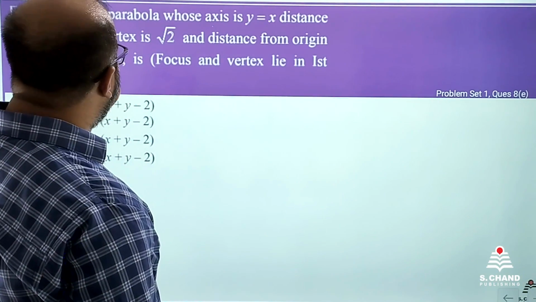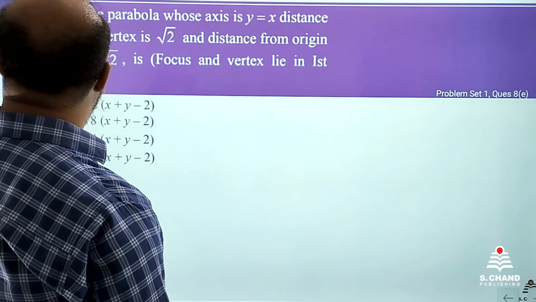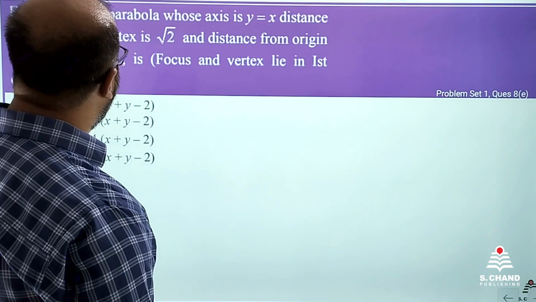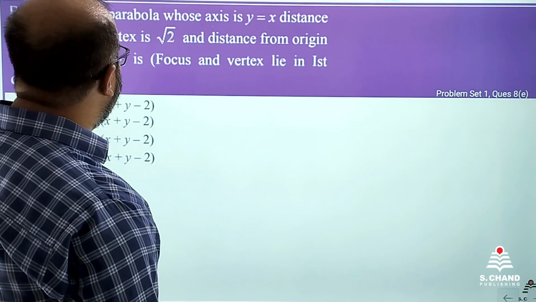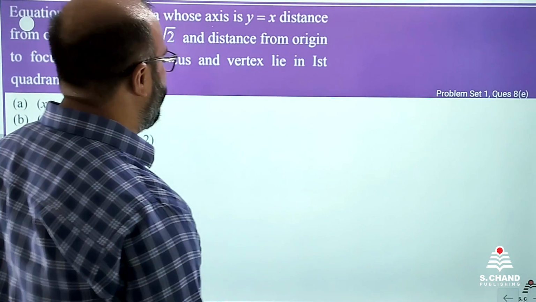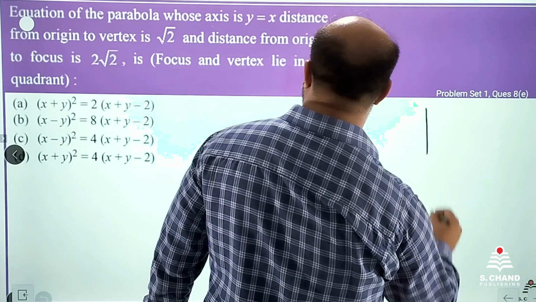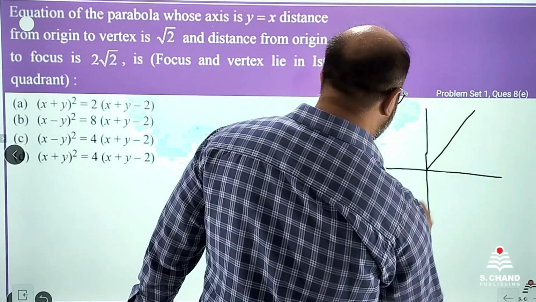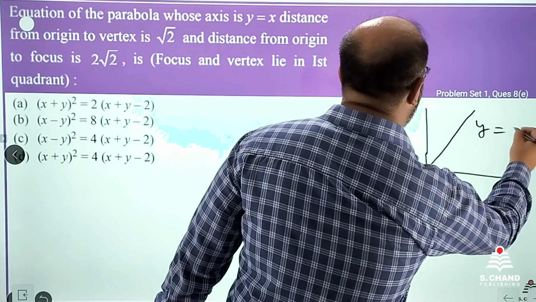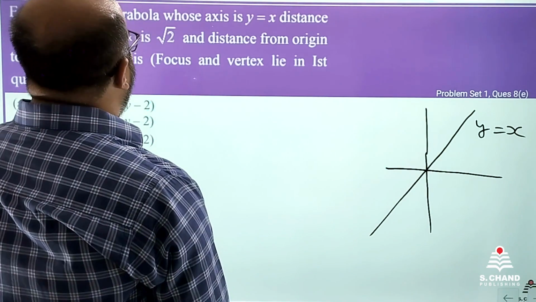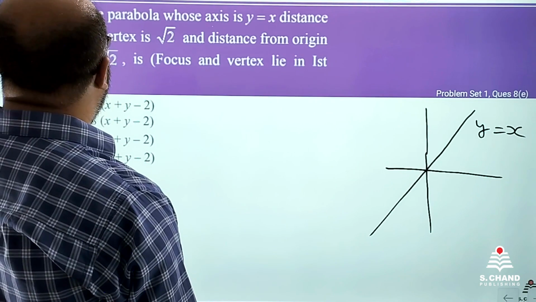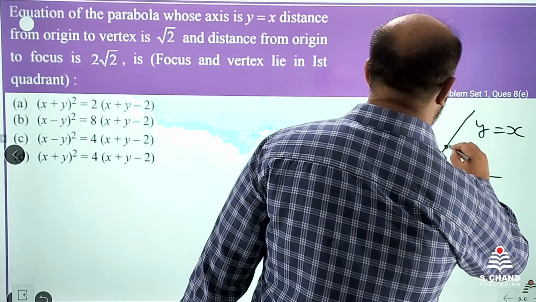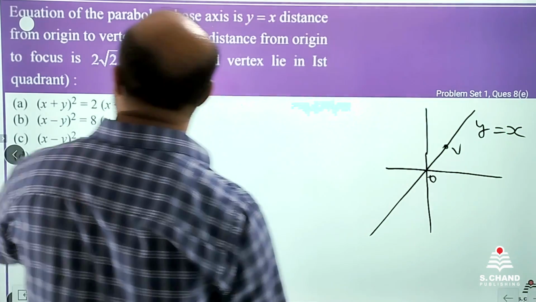Find the equation of the parabola whose axis is y is equal to x, the distance from origin to vertex is root 2, and the distance from origin to focus is 2 root 2. It is given that the focus and vertex lie in the first quadrant. So what is given is basically that there is a line y is equal to x. This is the line y is equal to x, and this is the axis, and the origin to vertex distance is root 2. So this is the origin and this is the vertex.